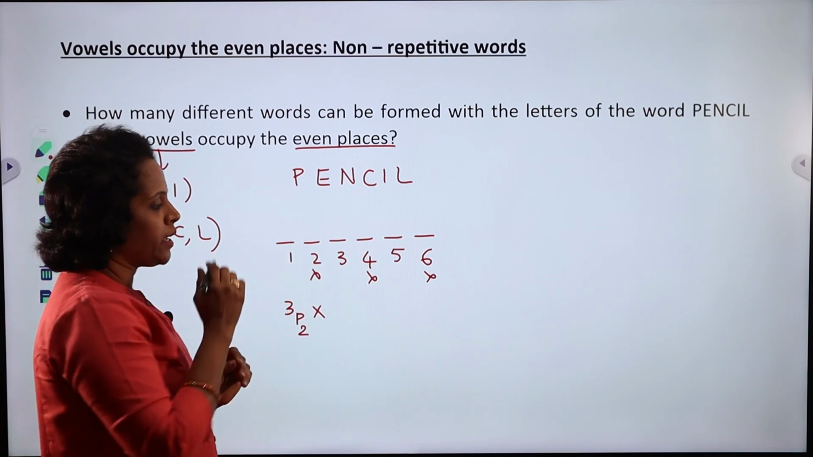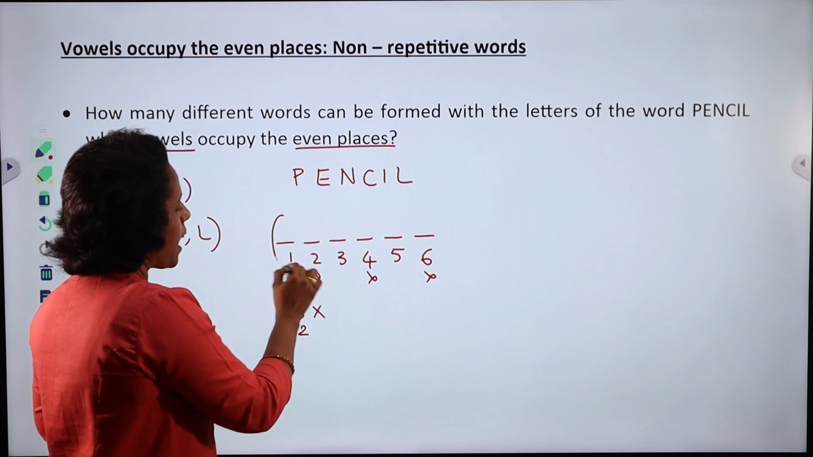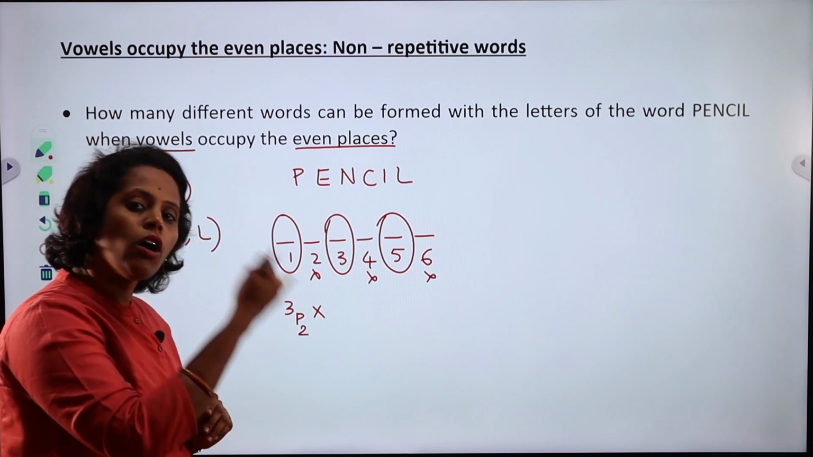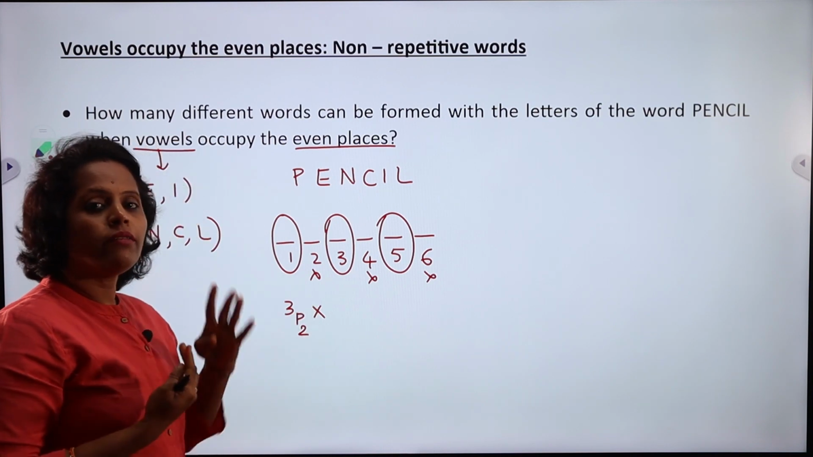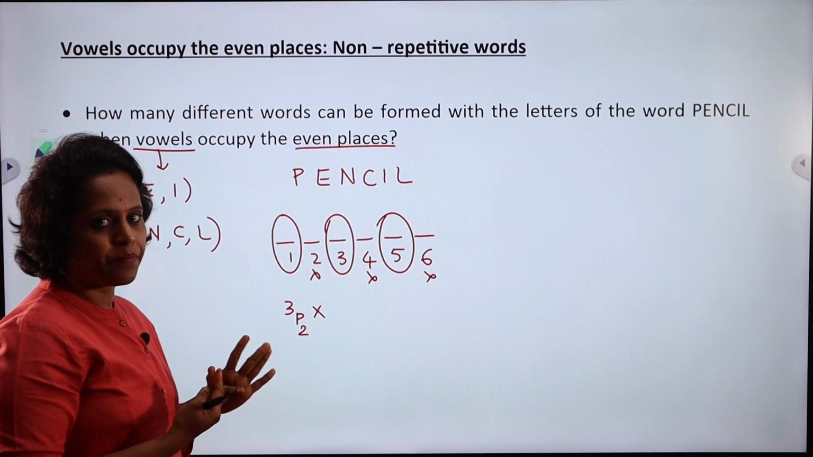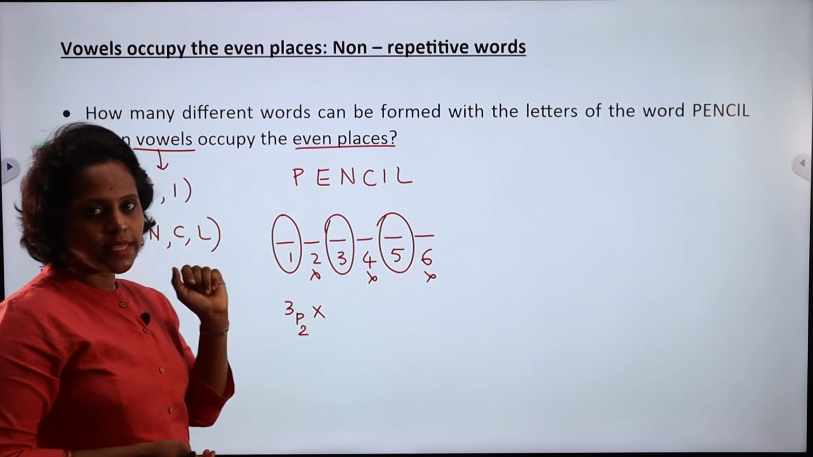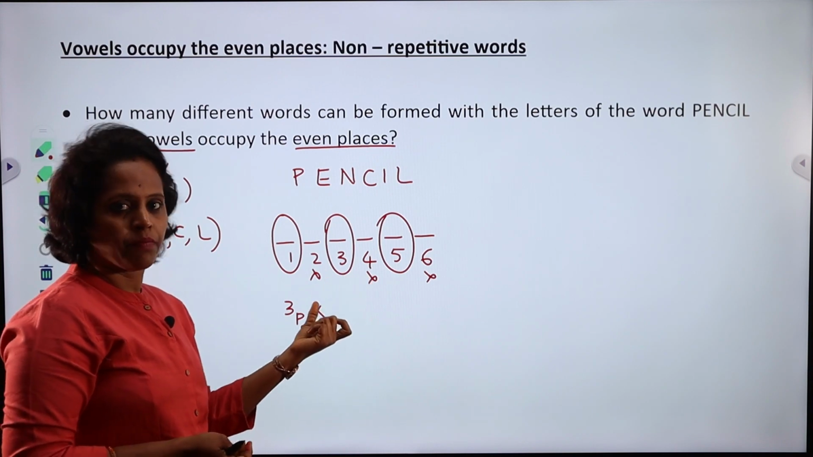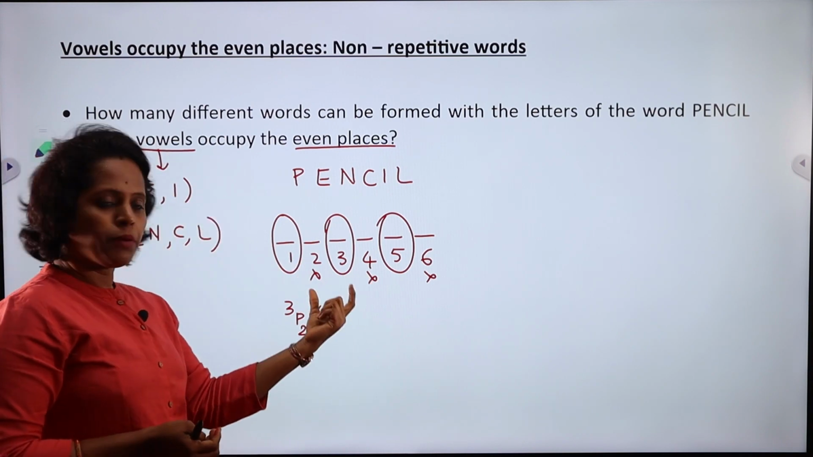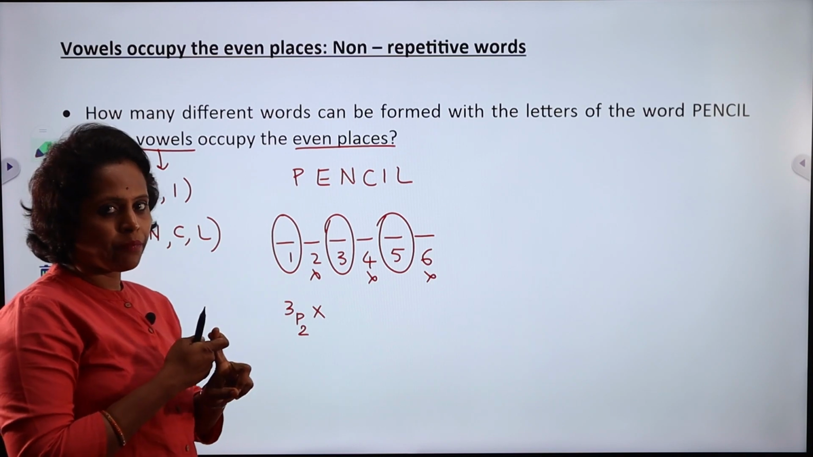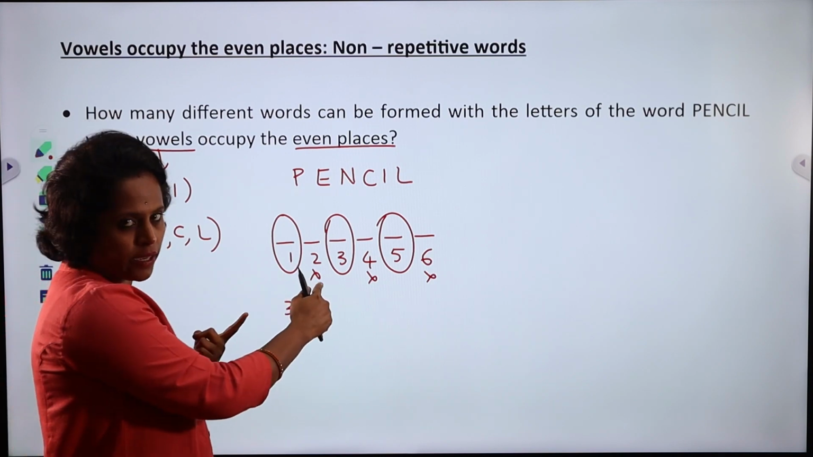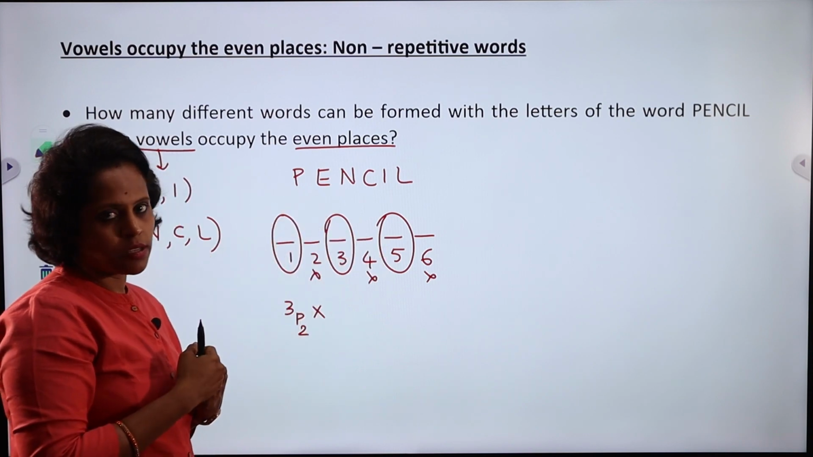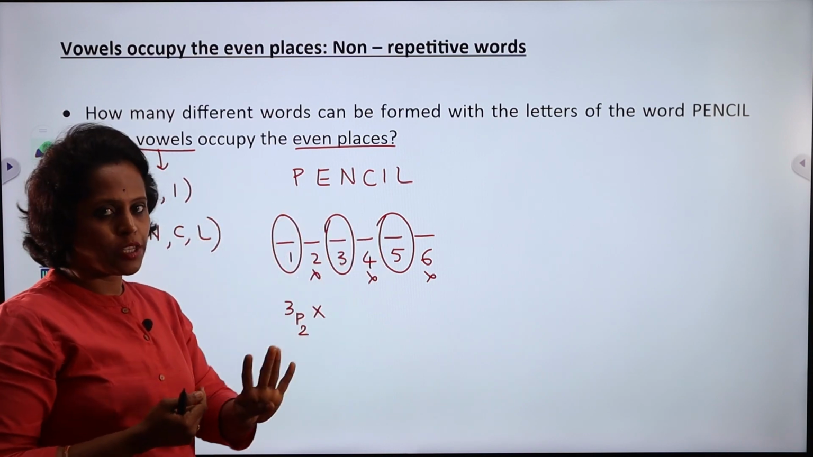1 place remaining in the even positions and 1, 3, 5, 3 places are remaining in the odd positions. In total we have 4 empty places. Understood? 2 vowels can be placed in any of the 3 even places, right? So 2 letters will take up 2 places. 1 place is remaining under even and 3 places are remaining under odd positions. In total we have 4 vacant positions.